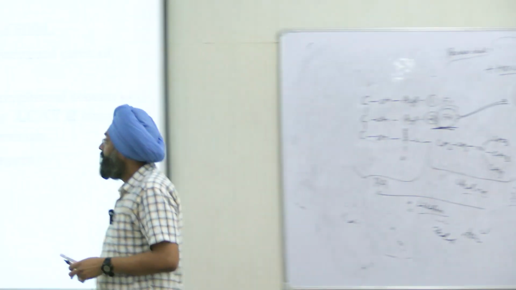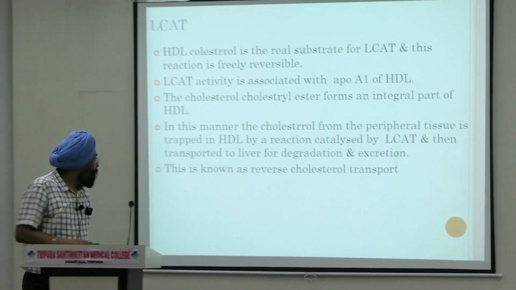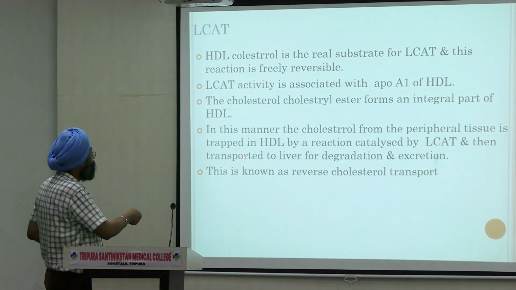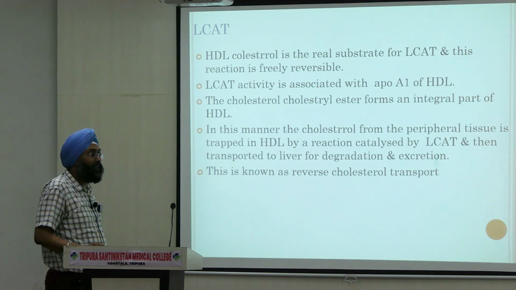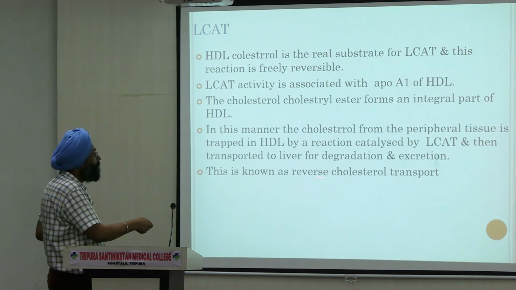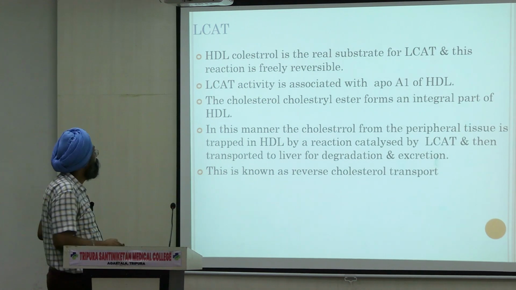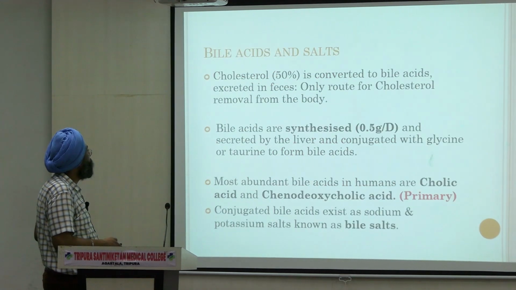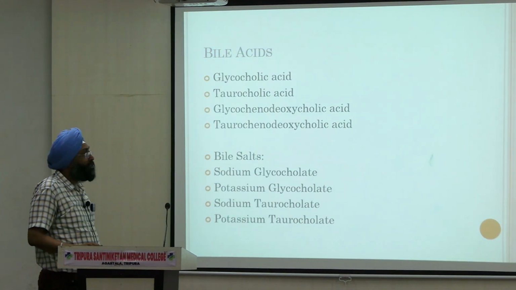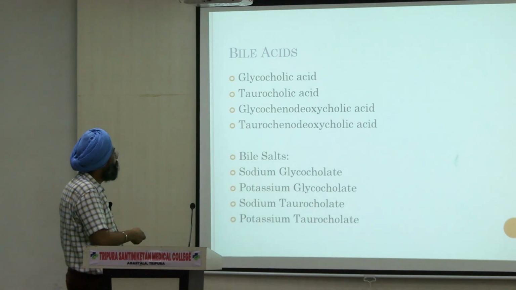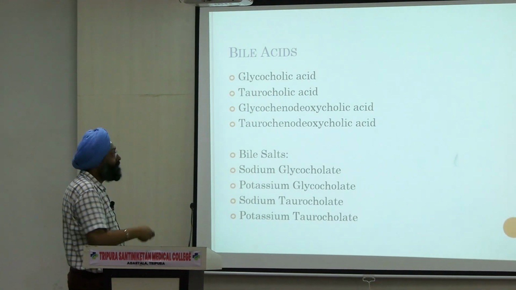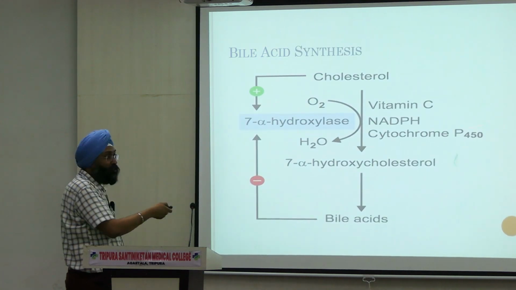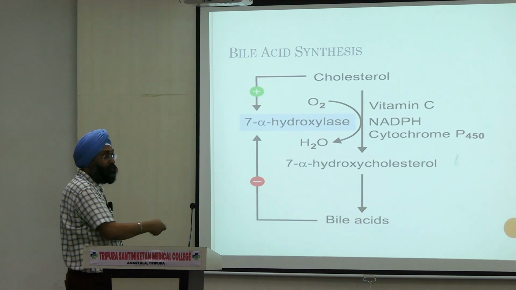And then it is trapped in HDL by the reaction catalyzed by LCAT, we discussed it, and transported to the liver for degradation and excretion, right? This is known as reverse cholesterol transport. I discussed it. So this was bile acids and this is bile salts, right? Primary and then secondary, right? This was the overview of the degradation to form bile acids, right?